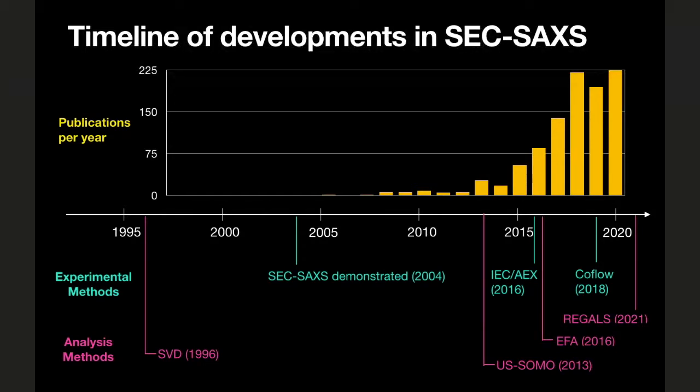The first major one to come out was US SOMO. I'm not going to talk about US SOMO, but just be aware that it exists. I'm going to talk about EFA and REGALS. These are two methods that I was involved in, so I know them well.